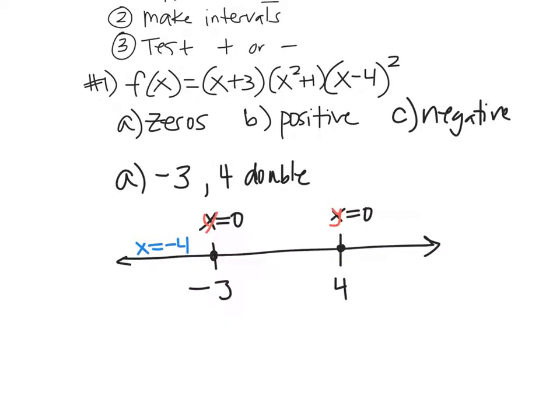And we're going to test -4 in our polynomial up here. So we're going to go -4 plus 3. I'm looking at this right here. -4 plus 3 is -1.